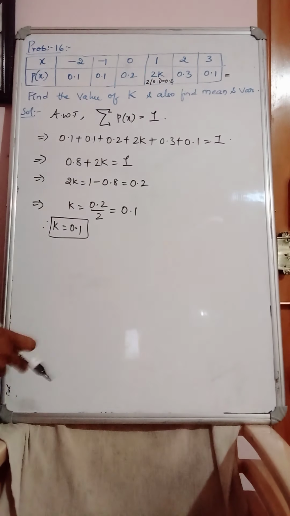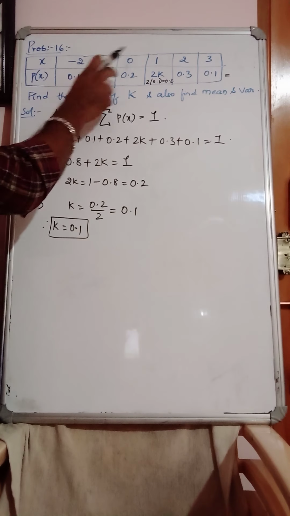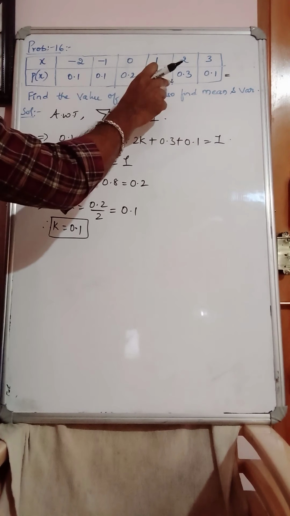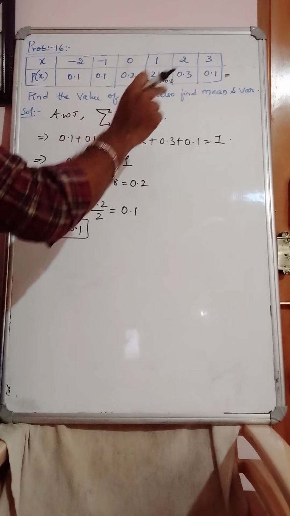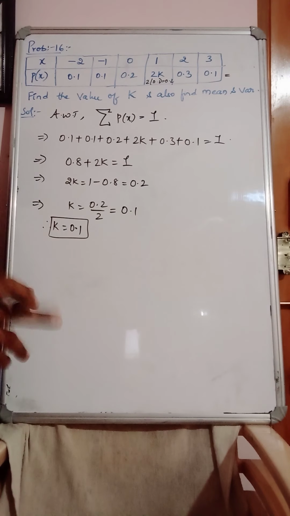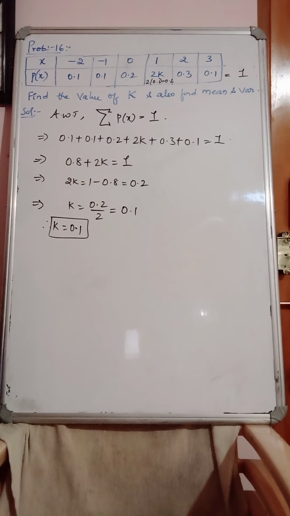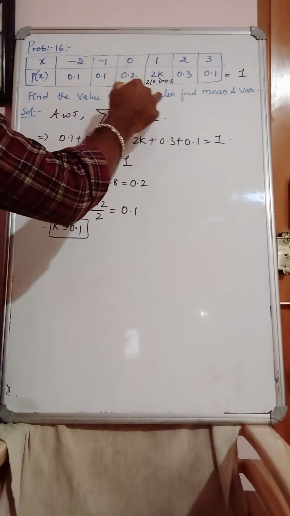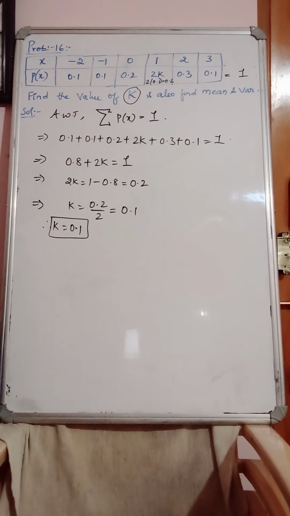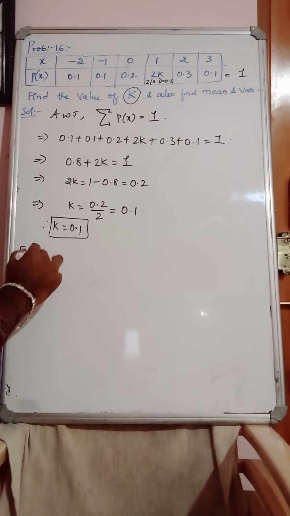Now check the total, guys. 0.1 plus 0.1 plus 0.2, 0.4; plus 0.2, 0.6; plus 0.3, 0.9; plus 0.1, 1. So now the total is 1. Is it clear? We have calculated the k value. Then we need to find the mean and variance.